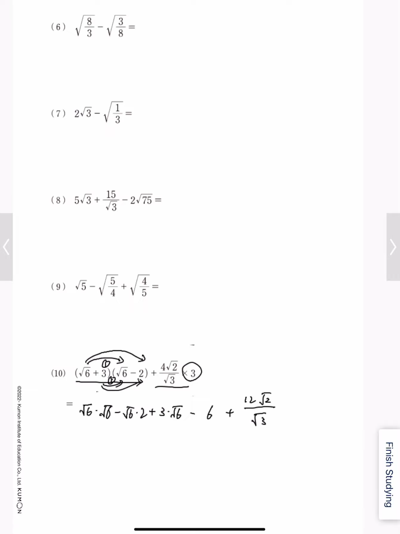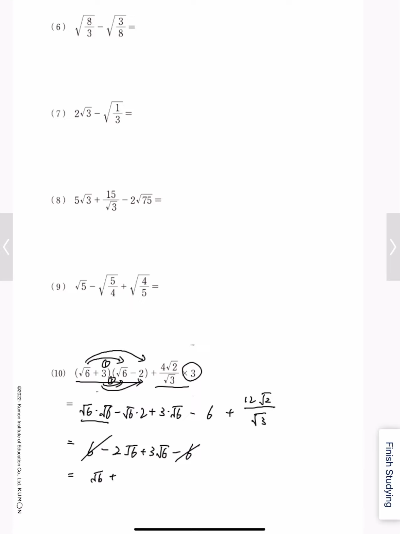Okay, done. All right, so the first part is going to be 6 minus 2 root 6 plus 3 root 6 minus 6 again. Oh, interesting. So what we're going to do is that the 6 and 6 will cancel each other out, and then the negative 2 root 6 plus the 3 root 6 will become root 6. Okay? And then the next part, now I can start to rationalize.